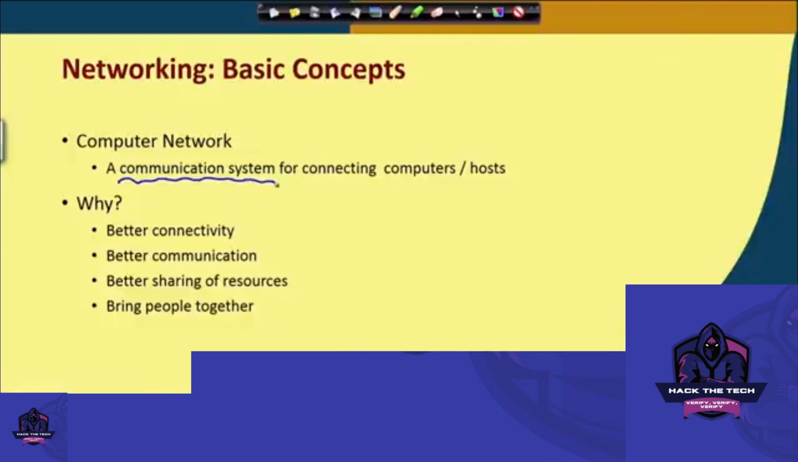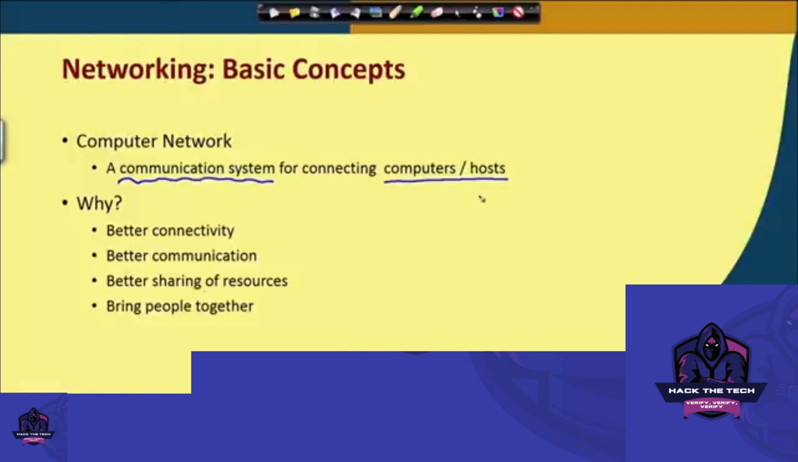Think of a security system in your home. It is also connected to some kind of network, to some central servers, so that whenever an anomalous incident occurs, some central server will be notified accordingly. So, a computer network we can define as a communication system where computers or any kind of hosts, which are devices that have communication capability, can be connected to the network.